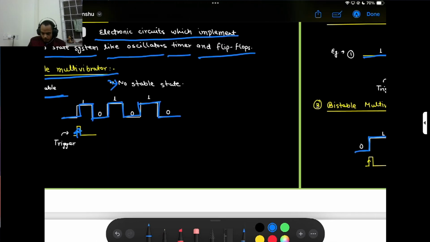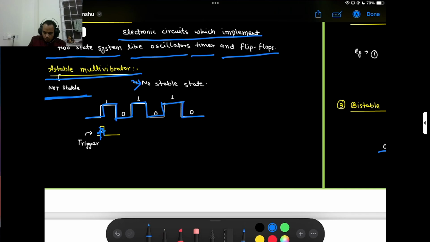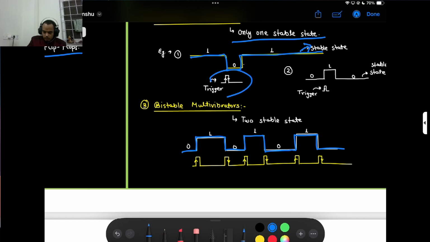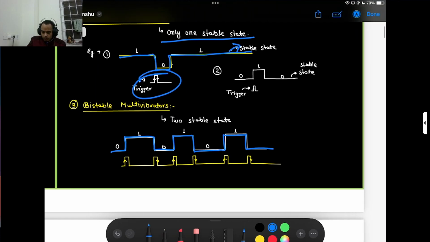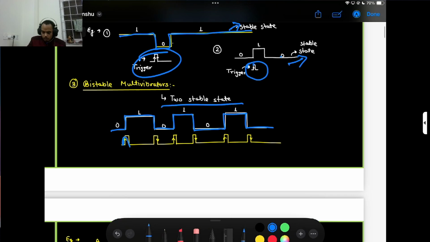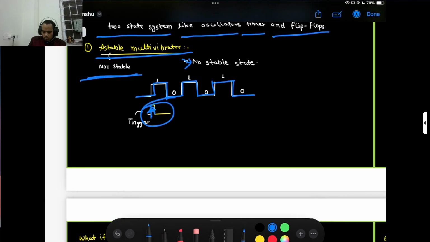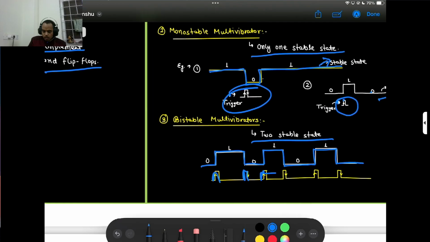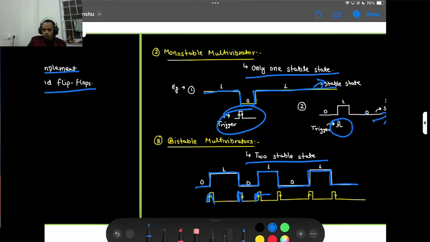In the bistable multivibrator, the trigger is at one position, and this is a stable state, and there are two stable states. So here also a stable state, and here is also a stable state, as triggering happens. So this is my bistable and this is my astable. Astable means it will be triggered only on the positive edge. Bistable means my circuit will be triggered at both, and monostable has only one stable state.